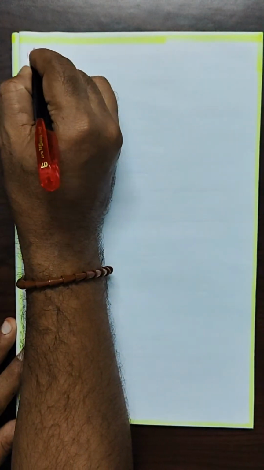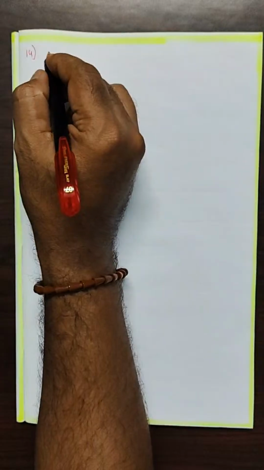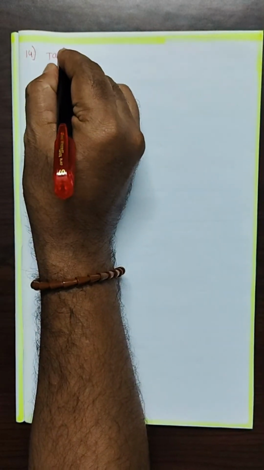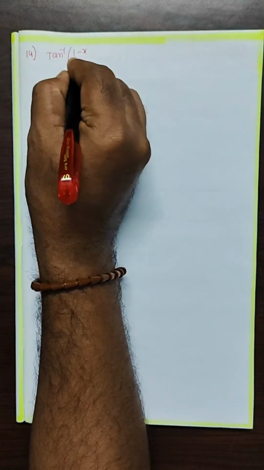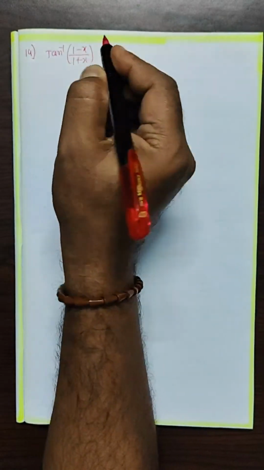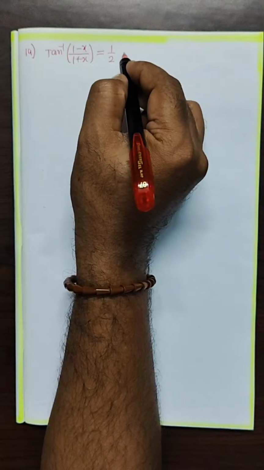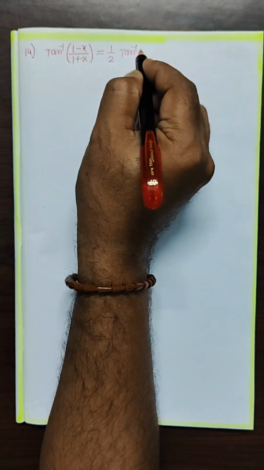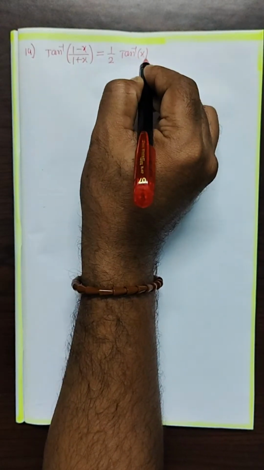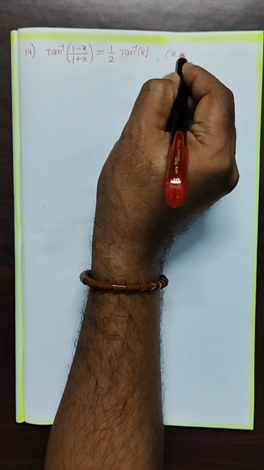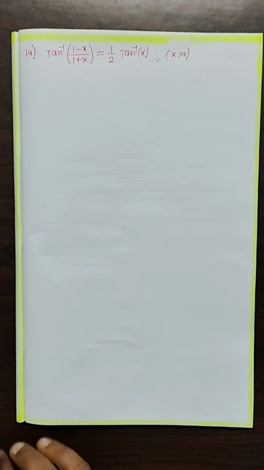Question number 14. Solving for x: tan inverse of (1 minus x) by (1 plus x) is equal to 1 by 2 tan inverse x, where x is greater than 0. So how to solve this problem?